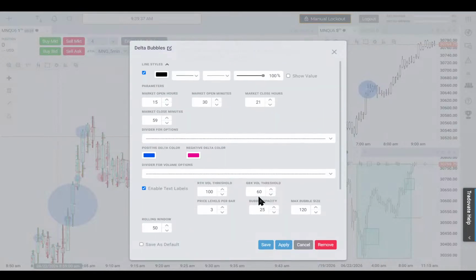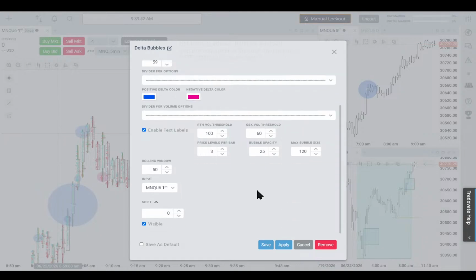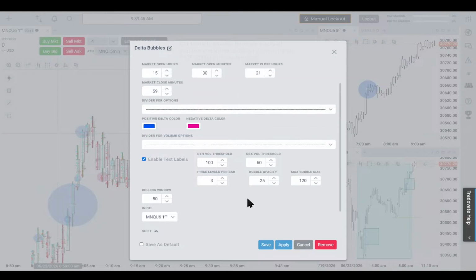I wonder if we can make the text a different color. We can definitely do that, but I can't find the option to do it. Oh, opacity setting. Let's go here. Oh, that's better.